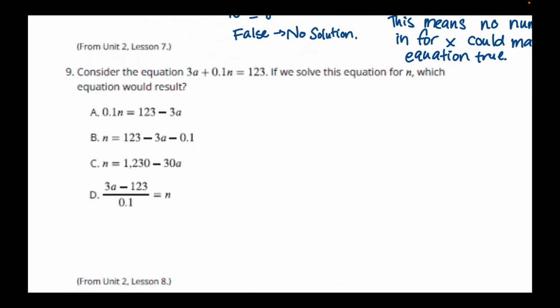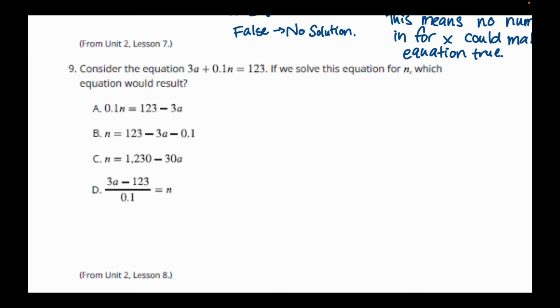That's then going to bring us down to question 9. Consider the equation 3a plus 0.1n equals 123. If we solve this equation for n, which equation would result? So first of all, we want to have just n by itself, no coefficients or anything. So solve this equation for n means n equal to something.